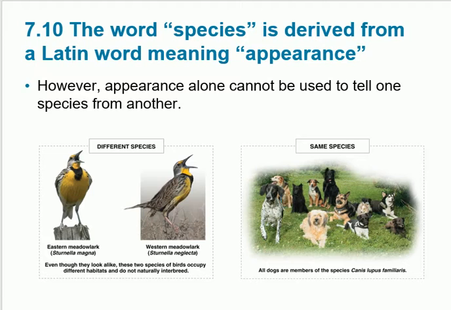So what species means, the exact translation is appearance, but it's not only appearance, okay? It's just where the name came from. Species is coming from a Latin word that means appearance, okay? But this is not enough, meaning you can have two things that look like each other, very close.